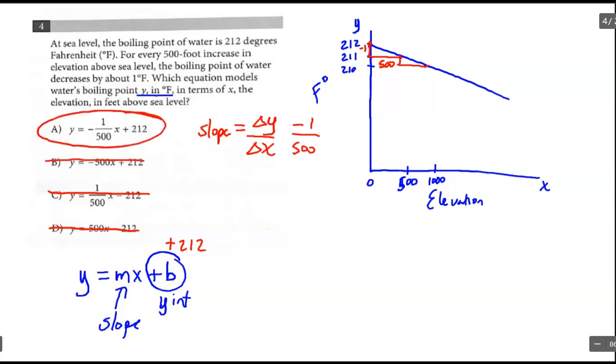This one is just a little tricky because normally you'd probably put temperature on the bottom and elevation on the side. And they kind of reverse those two, the x and the y, which made it a little bit trickier of a problem.